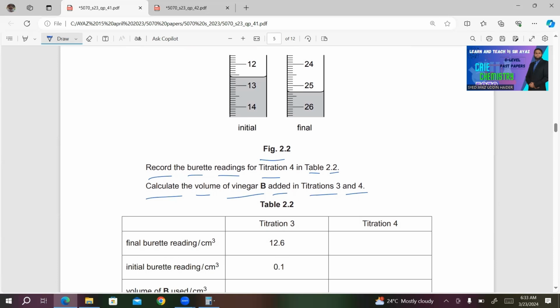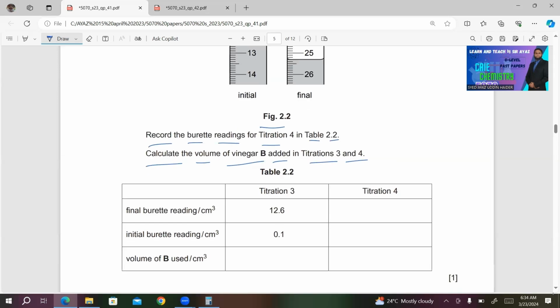For titration 3, they have provided us the final and initial burette reading. Final reading is 12.6 and initial burette reading is 0.1. So if you subtract 0.1 from 12.6, what will you get? You will get 12.5.